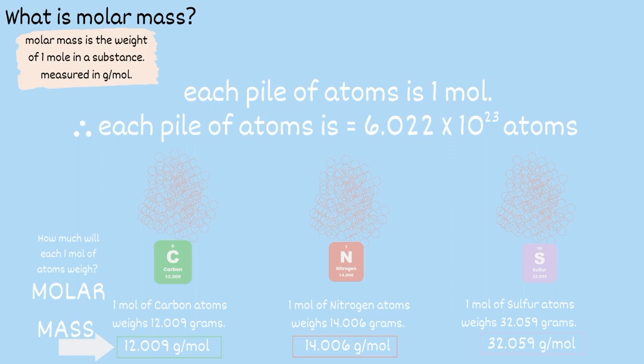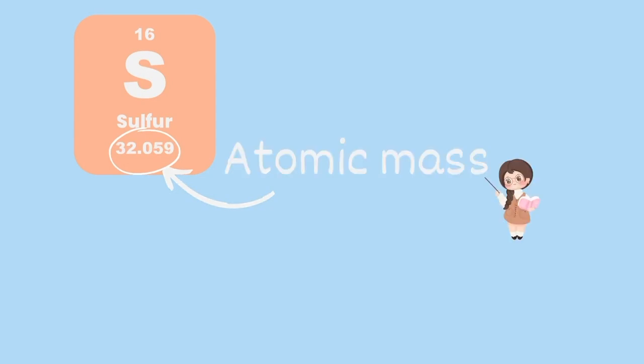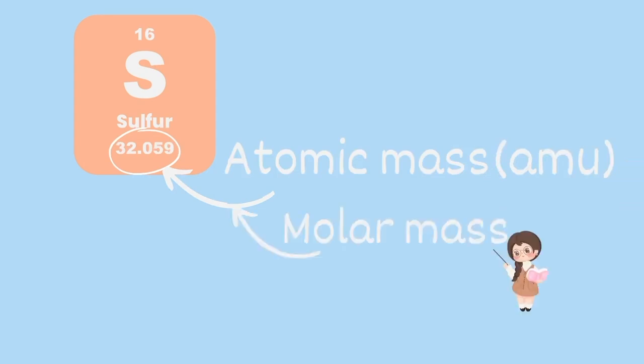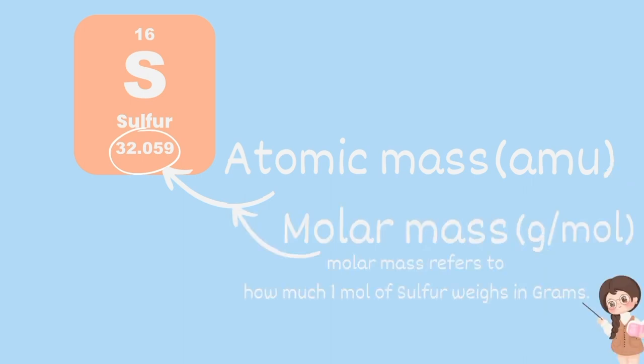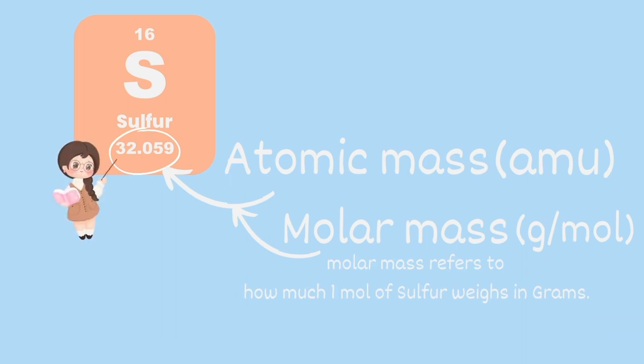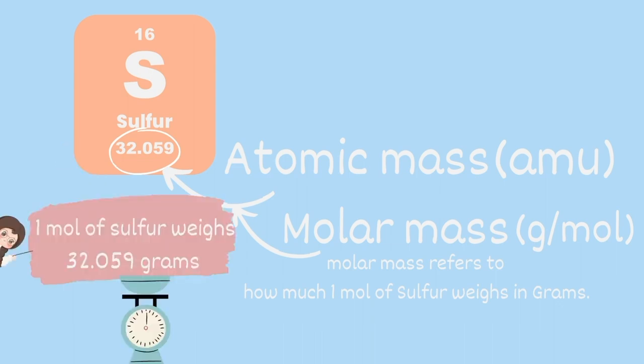Okay, so just to reiterate this concept once more, let's look at sulfur right off of the periodic table. This number represents the atomic mass in AMU, atomic mass units. But it also represents the molar mass in grams per mole. Remember, this molar mass refers to how much 1 mole of sulfur weighs in grams. Our number is 32.059, so that means 1 mole of sulfur weighs 32.059 grams.